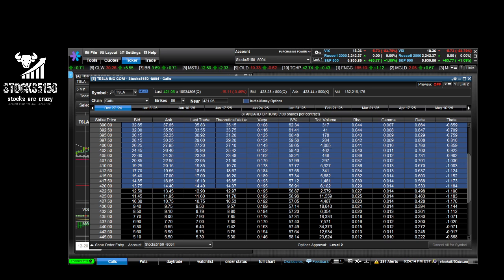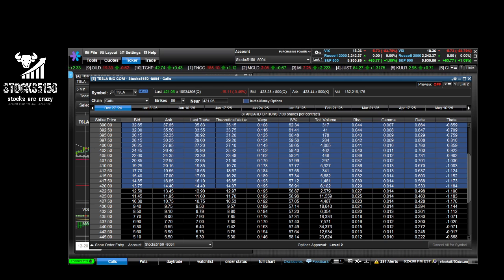Then you have in the money, which is the shaded area up here. Anything that's above or below your stock price is in the money. It's already making money. Anything that's below it is out of the money. All right, so that's what the strike price is.